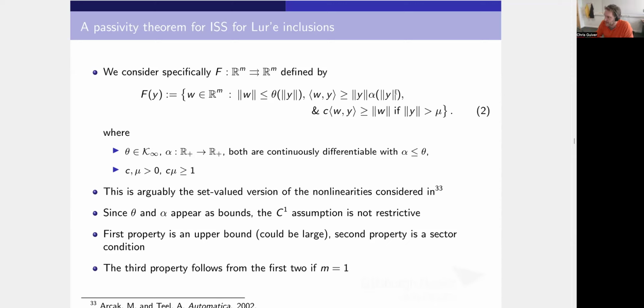And the second property, as I said, is a sector condition. The third property is automatically satisfied in the scalar case, where m equals 1. Remember, m is the input dimension, if you like. Essentially, it's an orthogonality condition. It says that f of y is not too close to being orthogonal to y, because if f of y, or w, inner producted with y equals 0, of course this inequality can't hold. So it's a sort of orientation condition. It's possibly the best way I can describe it.